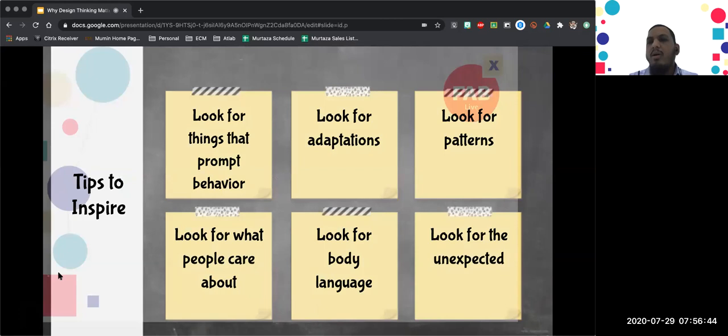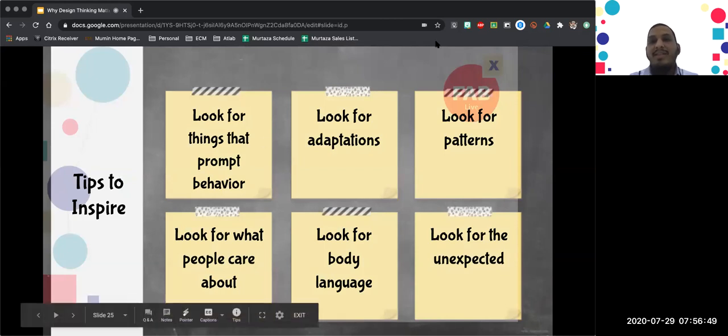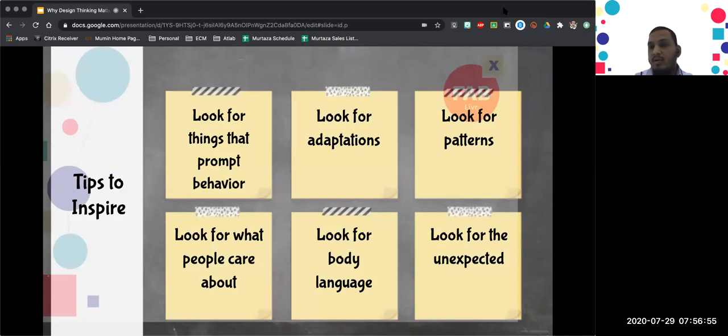Now, when you're looking for inspiration and you're looking to empathize with people, these are quick 6 tips. Look for patterns, look for adaptations, look for body language. I think there was a participant in my room who mentioned that with education, because the kids are not face to face, it's difficult to understand their body language. And sometimes kids or people do not tell their problems in words. You have to look into their eyes, you have to look at the expressions to understand what is the pain point and what is the difficulty.